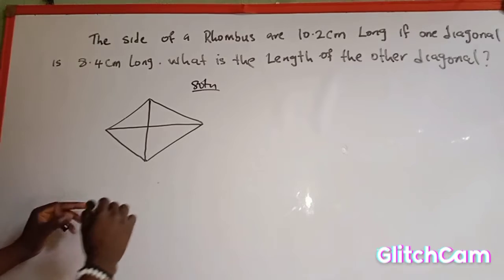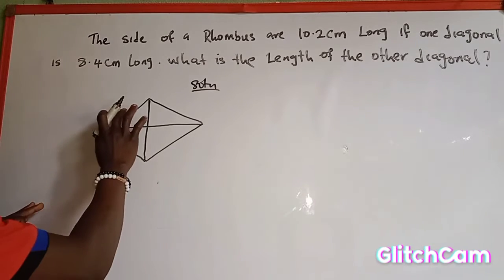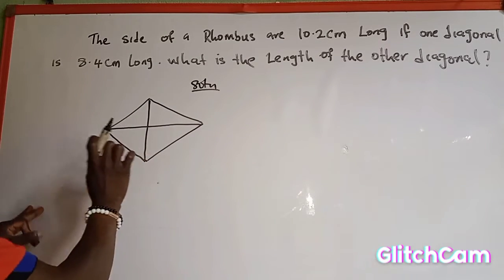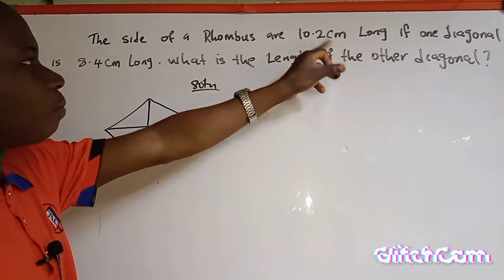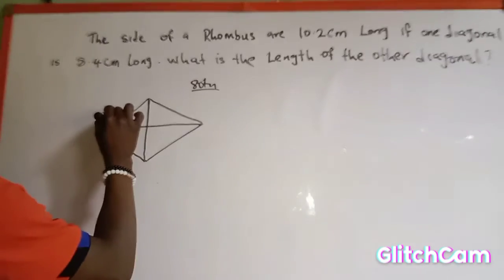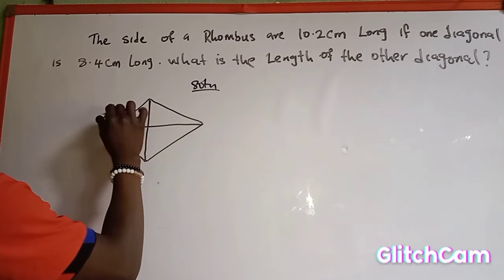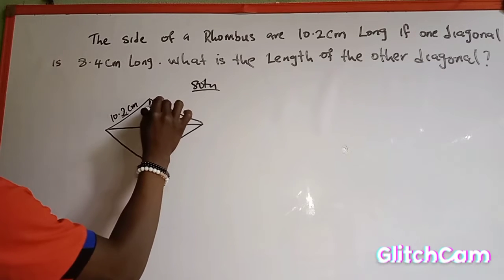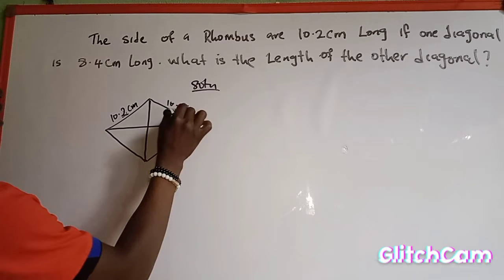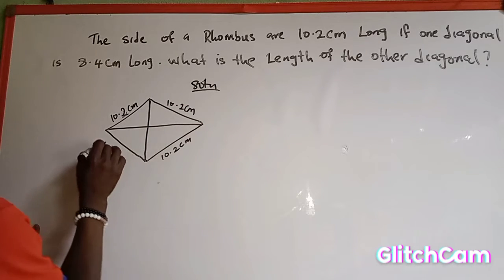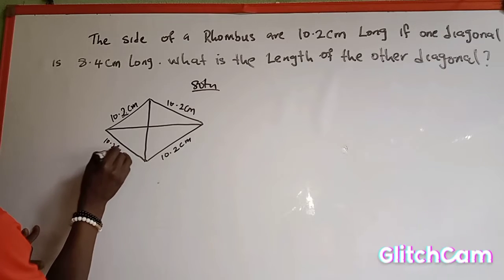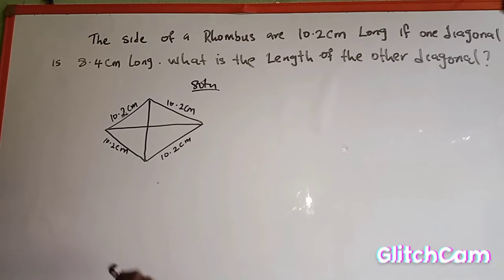We have four sides of this rhombus: 1, 2, 3, 4. And the question said each side is 10.2 centimeter. So we have 10.2 centimeter, 10.2 centimeter, 10.2 centimeter, and the fourth one is also 10.2 centimeter. So let us go further.